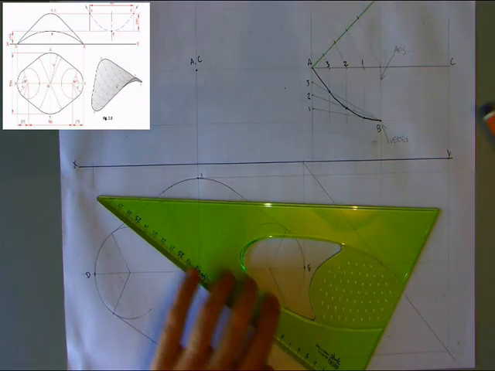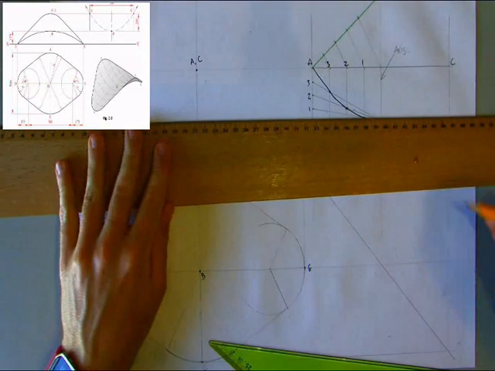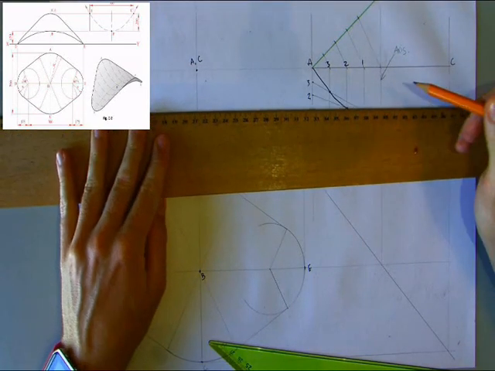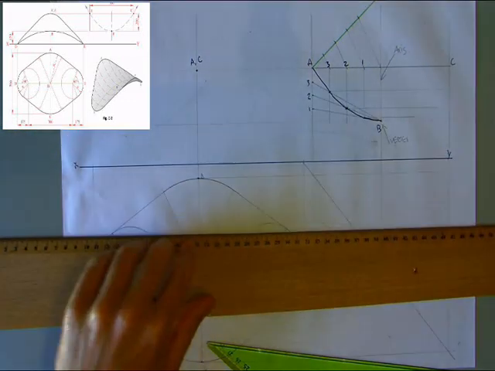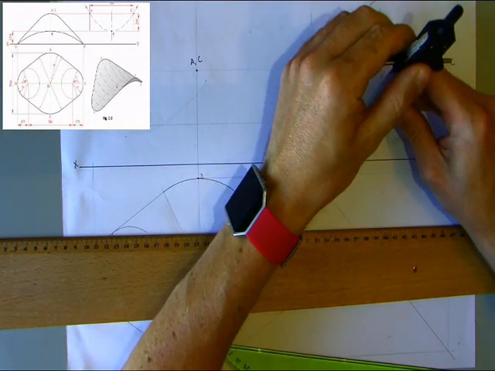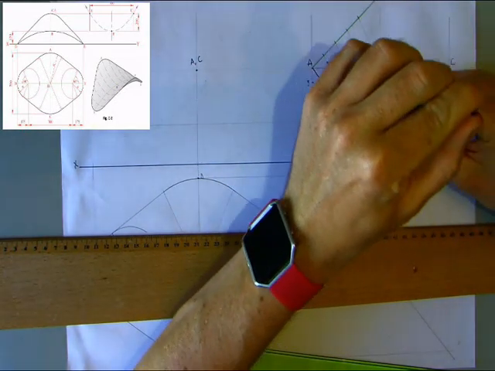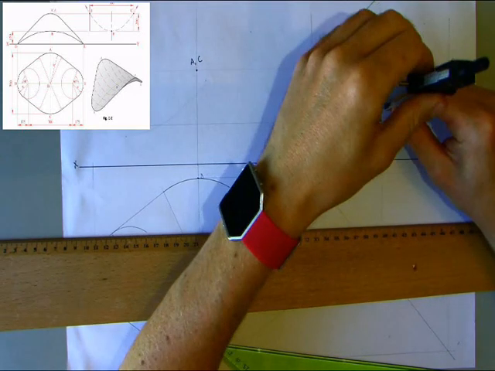And now what we're going to do is the mirror image on this side. So we'll use our symmetry technique, or our mirroring technique. It's taking our compass now from the center point, or from the axis, the symmetry line, and rotating across.